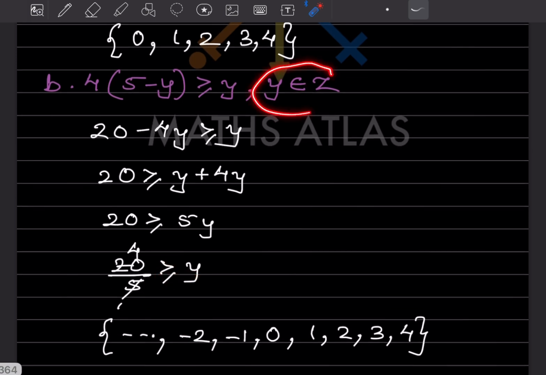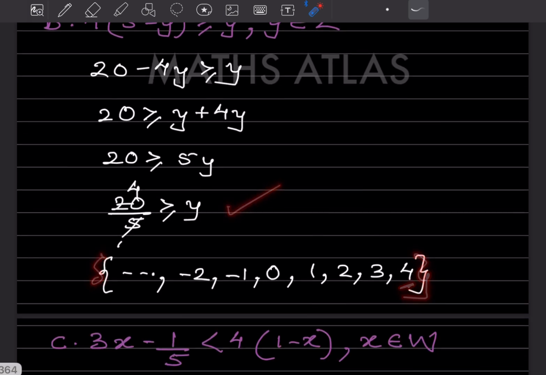Now we have to consider the negative integers, 0 and the positive integers, because it is a set of integers here. So we'll start with some random numbers: from here 0, minus 1, minus 2 and so on. The dashes mean and so on. But 4 is greater than or equal to y means the last number should be 4, because this is a positive number. So 1, 2, 3, 4. The last number should be 4. So this is the solution set for this one.